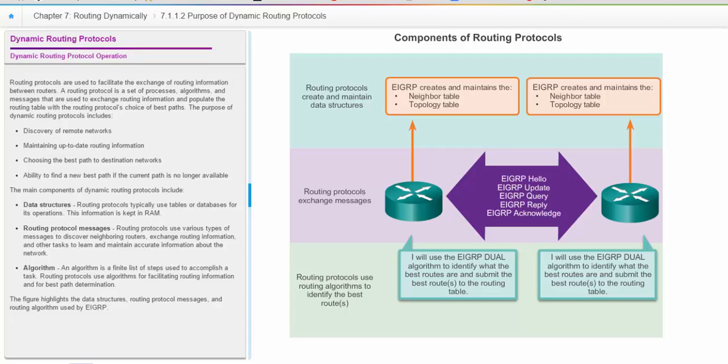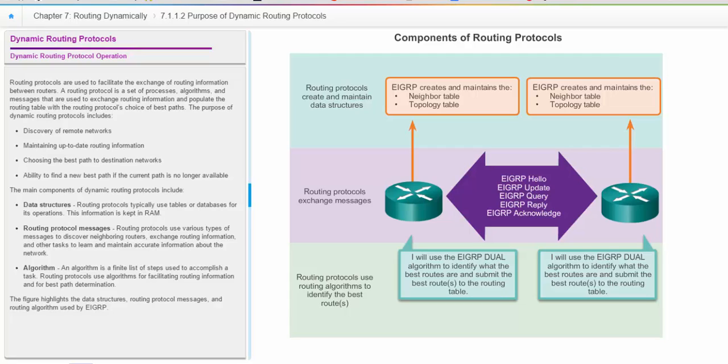With dynamically learned routes, the routers work together to build their routing tables. The purpose of the dynamic routing protocols includes the discovery of remote networks, maintaining up-to-date routing information, choosing the best path to your destination networks, and the ability to find a new best path if the current path is no longer available. And that would happen if your router went down, your lines went down. That way it has a backup, it knows what to do. The main components of your dynamic routing protocols include your data structures, your routing protocol messages, and your algorithms.